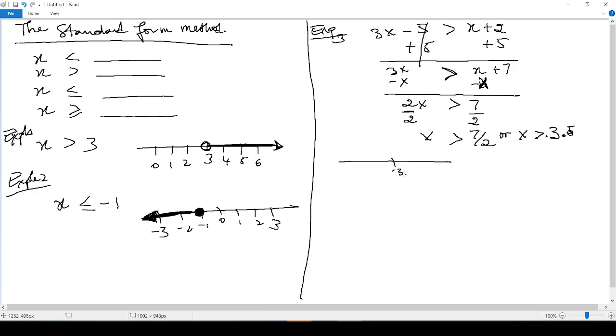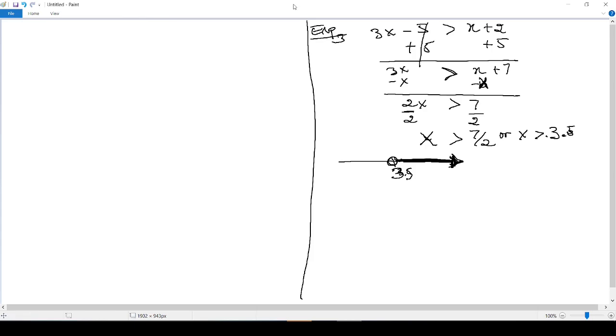3.5 is right there. Any number greater than 3.5 is a solution. So 3.5 itself is not part of it. So we use an empty dot with a bold line pointing this direction, meaning all numbers greater than 3.5 to infinity are part of the solution. Let's do one more, example 4, right?